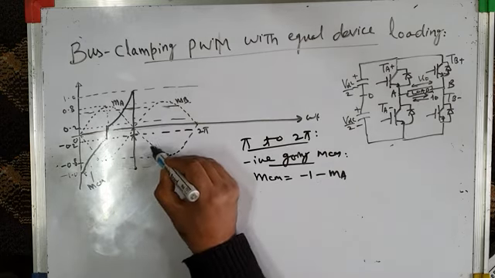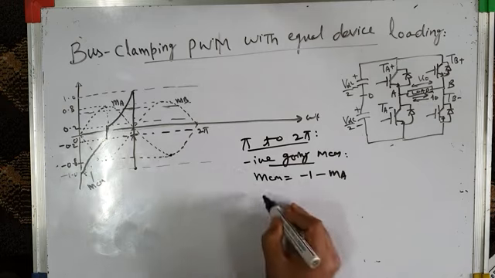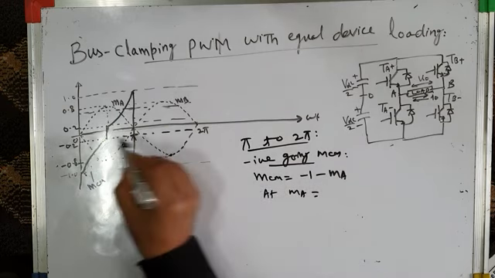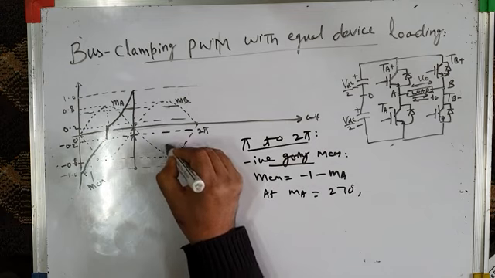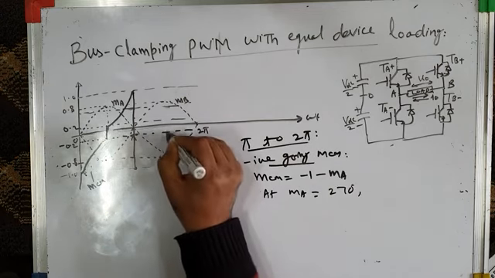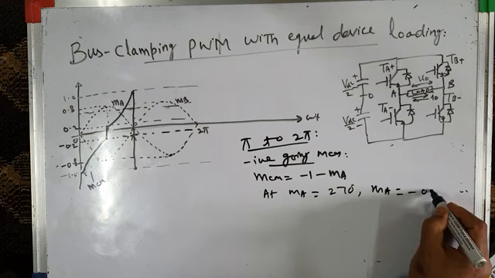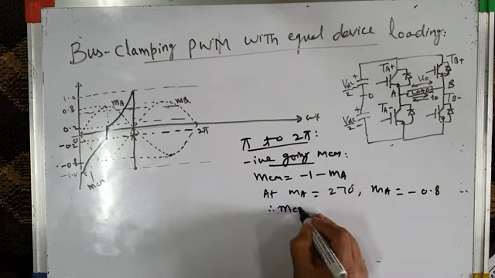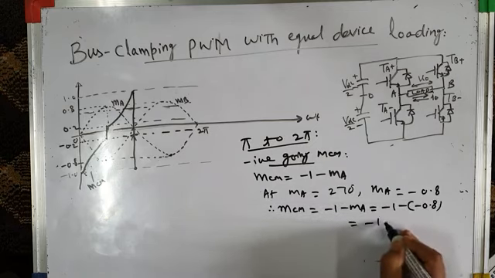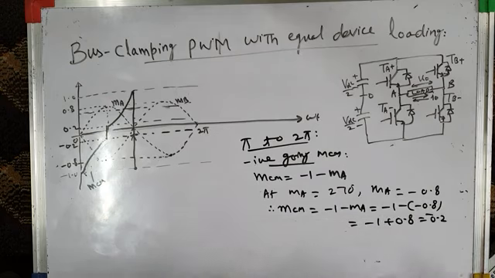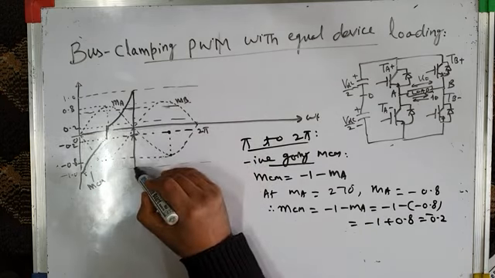Then it will decrease, then increase like this. And at the peak of MA, say this is 0, 180 degrees, 180 plus 90 is 270 degrees. Negative peak of MA occurs at 270 degrees. What is MA? The value of MA is minus 0.8. So as per this formula, what is common mode voltage? It is minus 1 minus MA, that is minus 1 plus 0.8, that is minus 0.2. And where is minus 0.2? Point here. So it will increase like this.